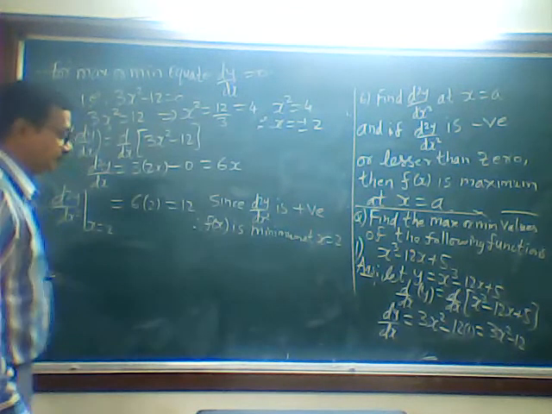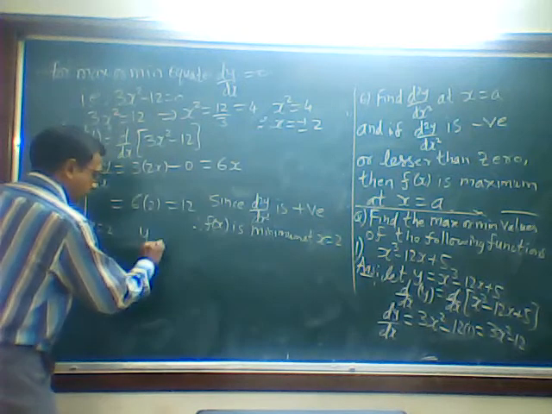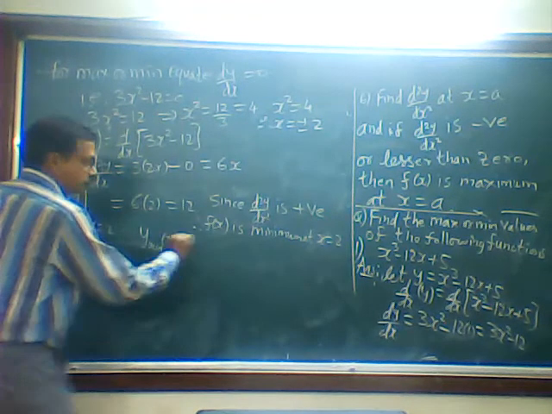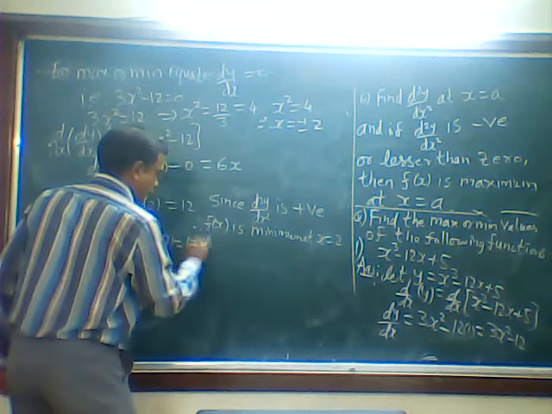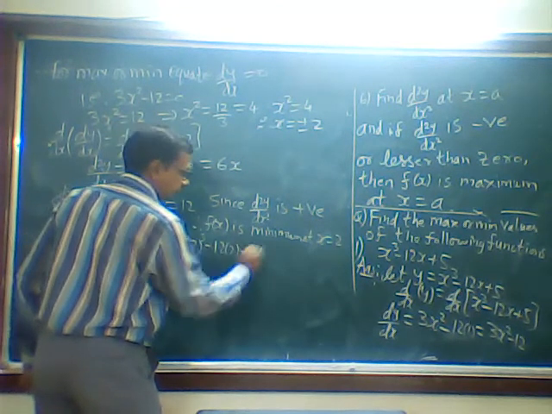What is that minimum value? We have to put it in this. Y minimum of 2. That is 2 cube minus 12 into 2 plus 5.